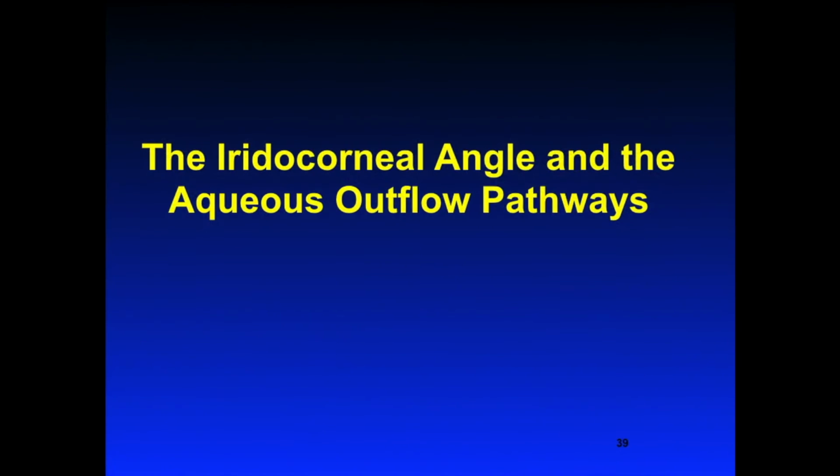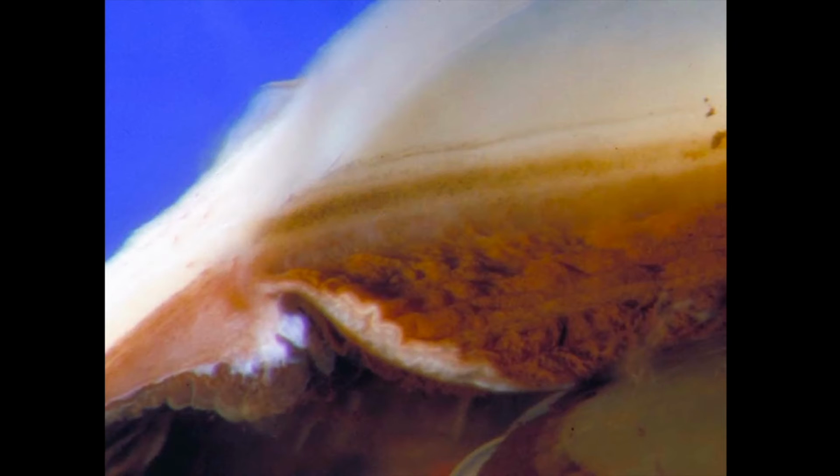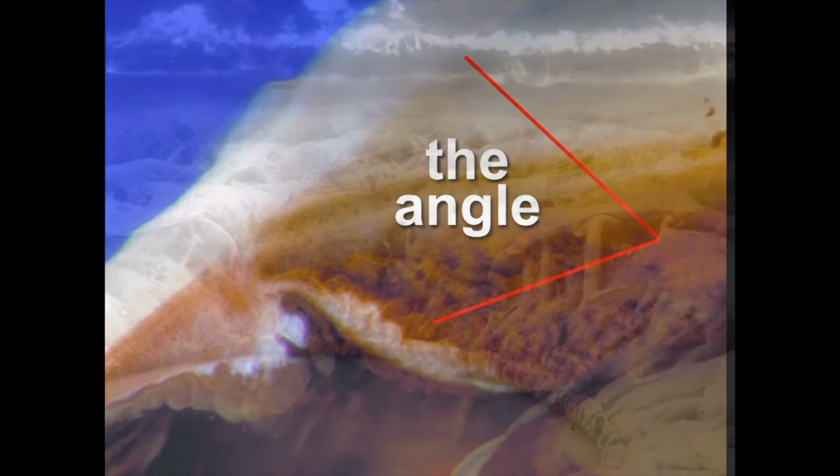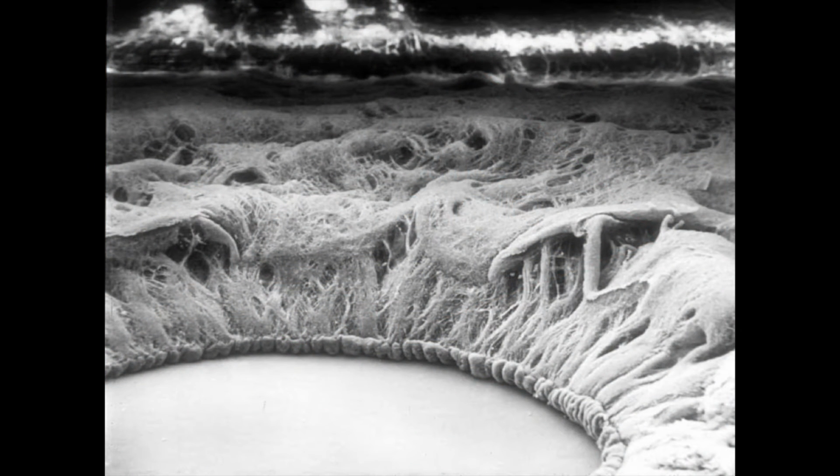The angle and aqueous outflow pathways. The trabecular meshwork is the primary pathway for the outflow of aqueous humor from the eye. It is located near the limbus in the anterior wall of the angle formed by the cornea and iris. In this scanning electron micrograph, the trabecular meshwork appears as a bright band highlighted by charging artifact in the periphery of the anterior chamber above the insertion of the iris.